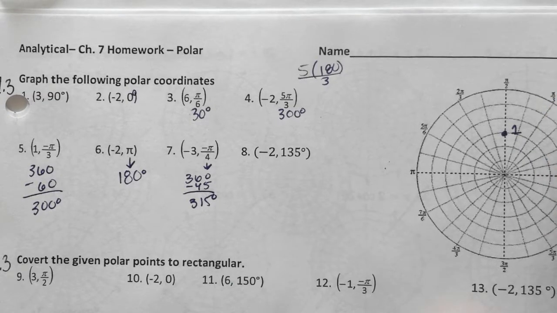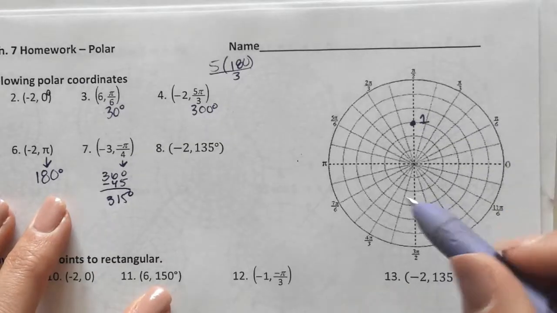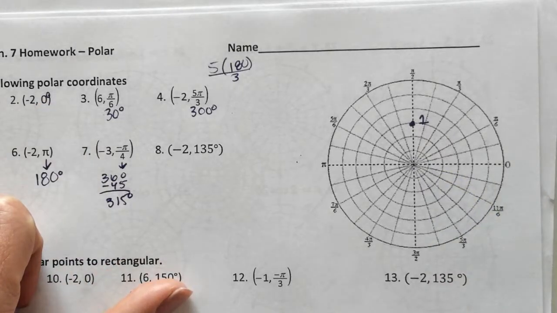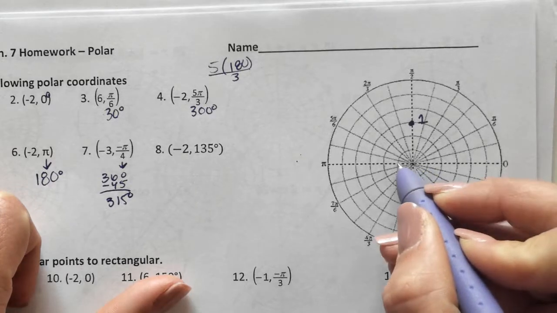Number 2, here is 0 degrees, but it's negative 2, so I go what? Left. Away from 0 degrees. So I'll go on this side over 2.